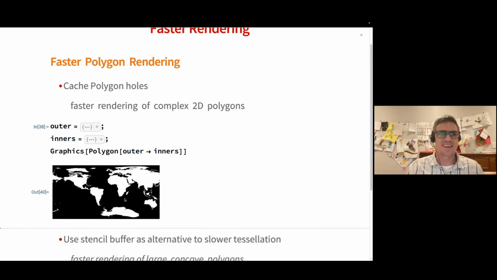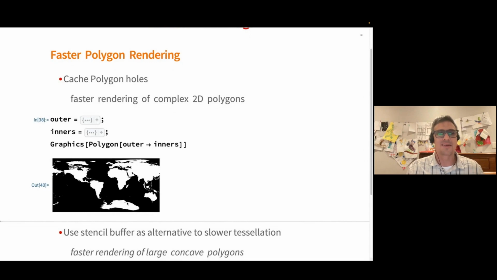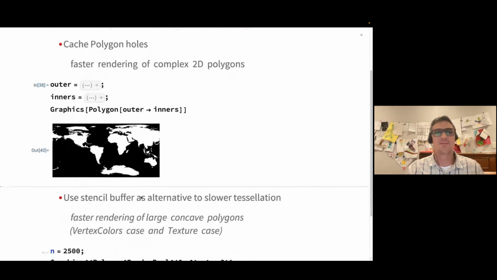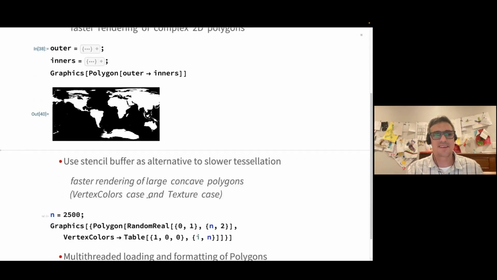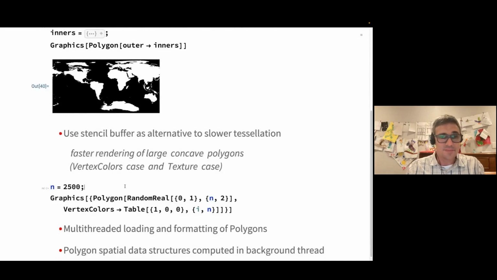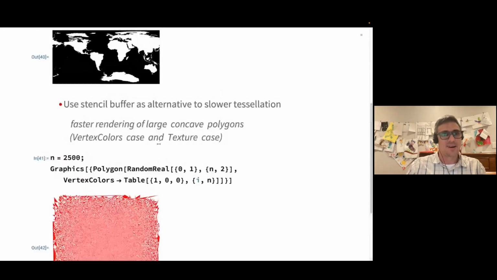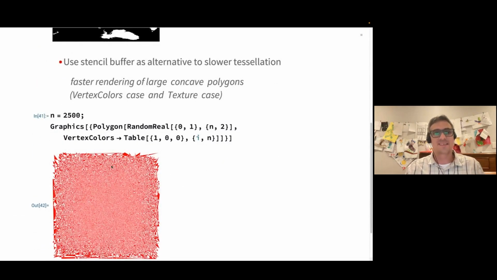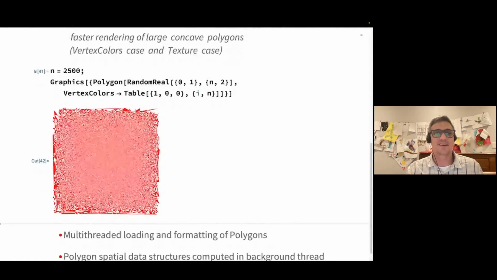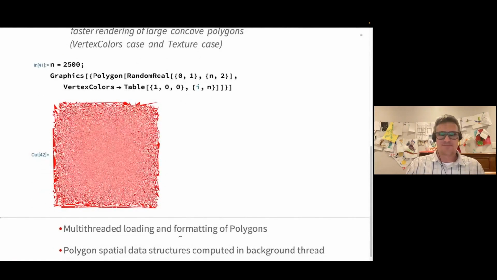So for instance, in this case, where there are polygon holes, they get cached and then they can quickly be reused. That speeds things up. We also employ a stencil buffering technique to avoid tessellating very large concave polygons. So for instance, in this example, this is using a stenciling approach. So it just renders these 2,500 polygons super quickly. If we tessellated them, it would take much longer.